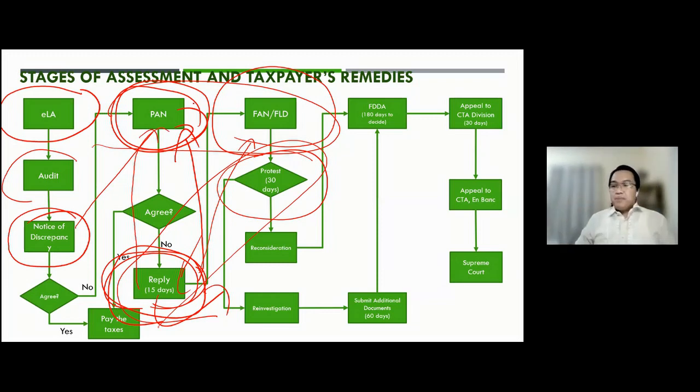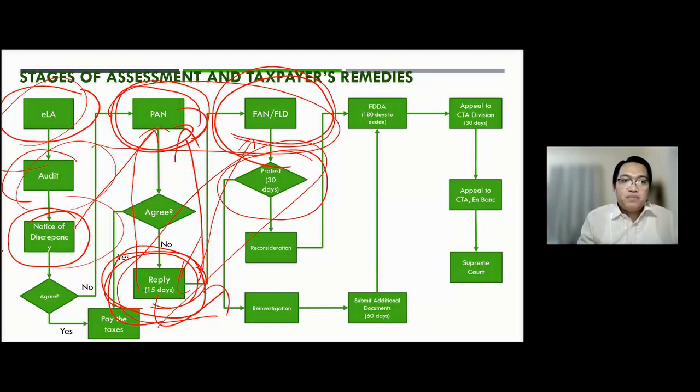Plus, naalala mo ba, sa Section 203 ng Tax Code, the government should be able to make an assessment for a period of 3 years under the ordinary circumstance and 10 years under the extraordinary circumstance. Naalala? Okay? Under jurisprudence, dapat makapag-issue ang BIR ng FAN sa loob ng 3 taon para ma-consider na assessment is made. Okay? It is not the issuance of the letter of authority within 3 years, the audit within 3 years, the notice of discrepancy within 3 years, or the PAN within 3 years.